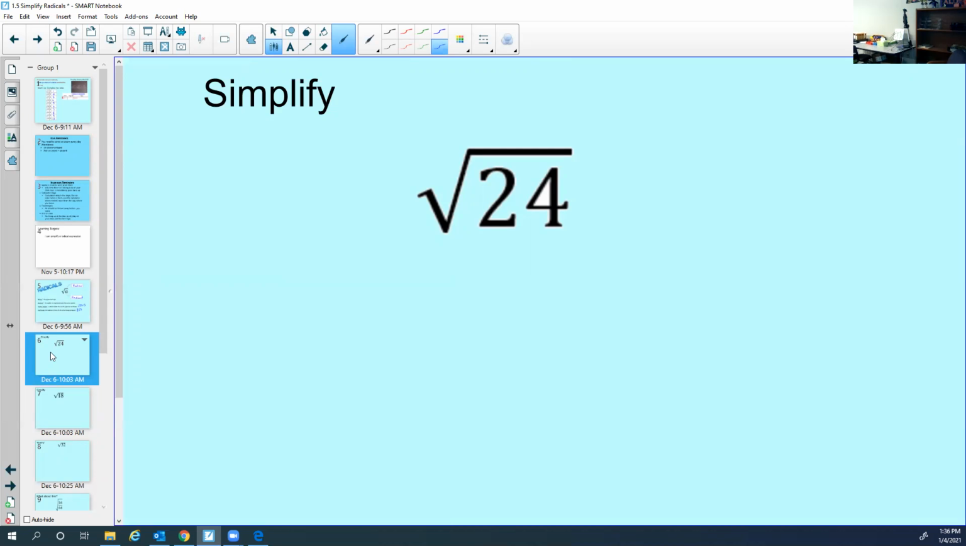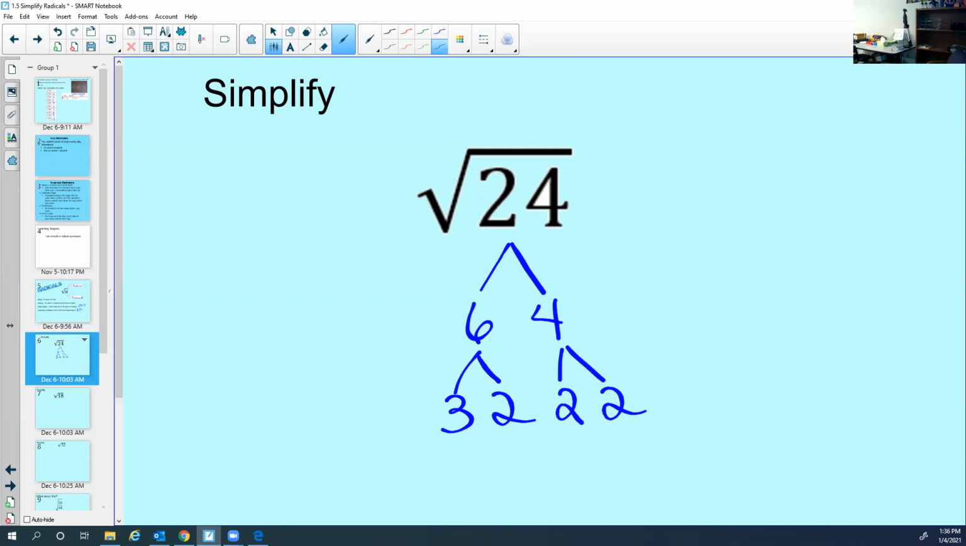You do that by making this number tree, okay? Come up with some factors of 24. What multiplies to give you 24? 2 numbers that I think of are 6 times 4. Well, what multiplies to give you 6? 3 times 2. And you want to go all the way down until you get to some prime numbers. What multiplies to give you 4? Well, 2 times 2.